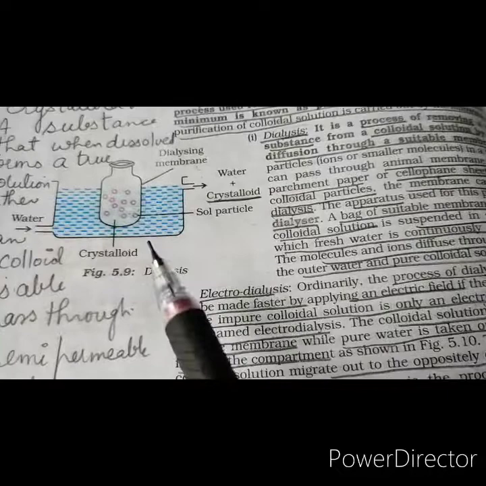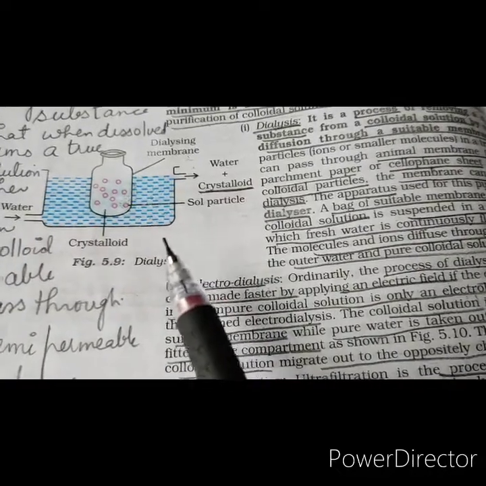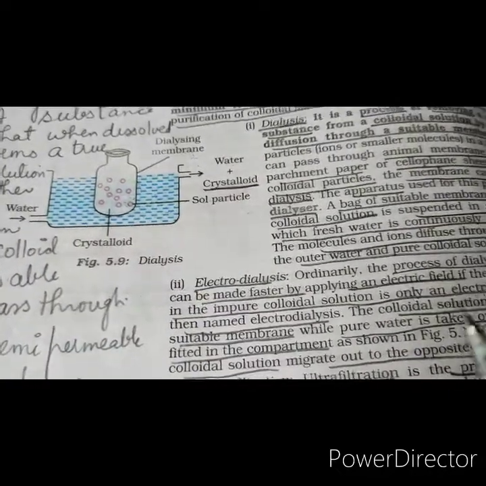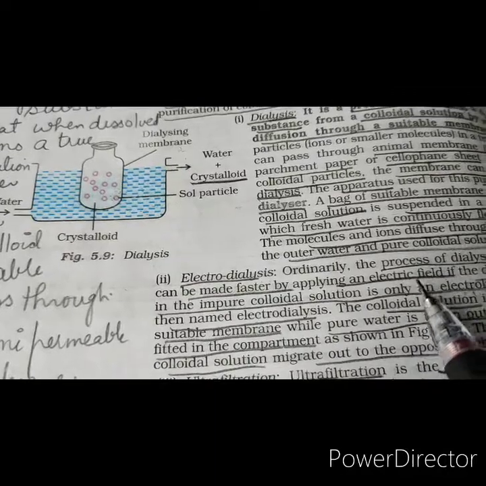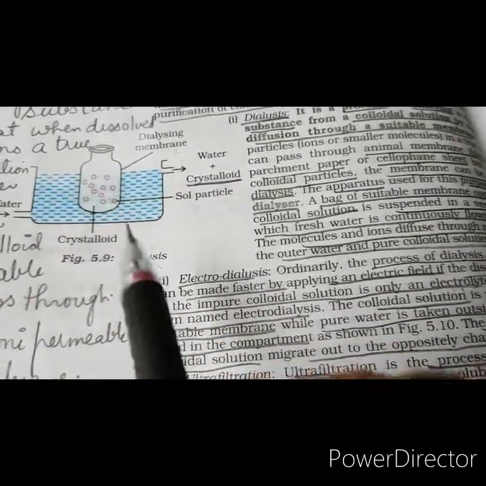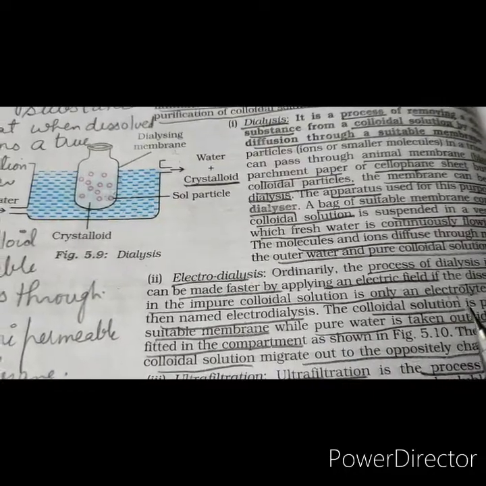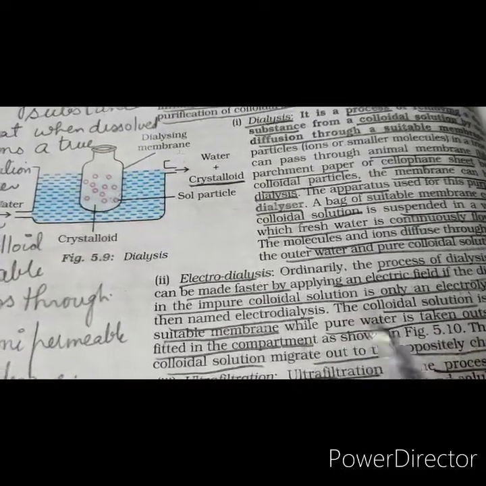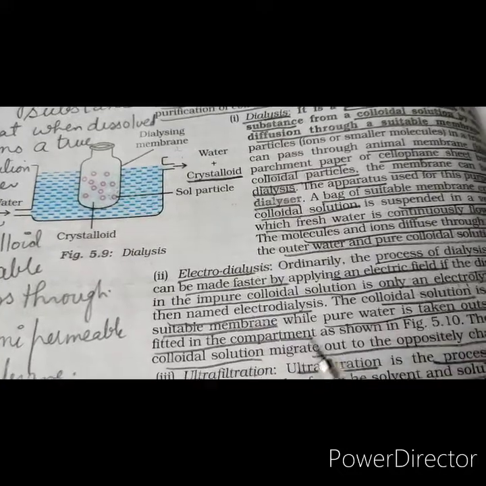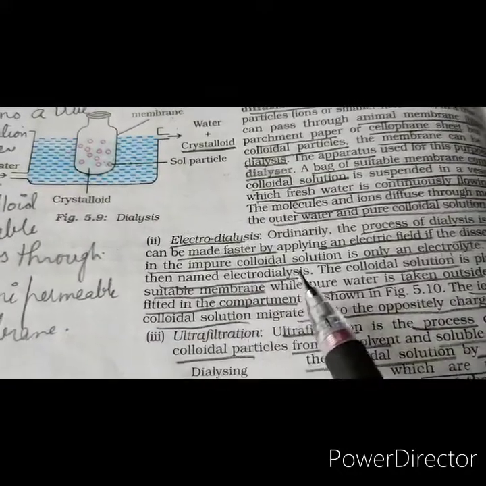This is a very slow process. So in order to increase the speed of the process, we can apply an electric field. But we can do this only if the colloid contains electrolyte as the impurity. This process, when we apply an electric field, is known as electrodialysis.